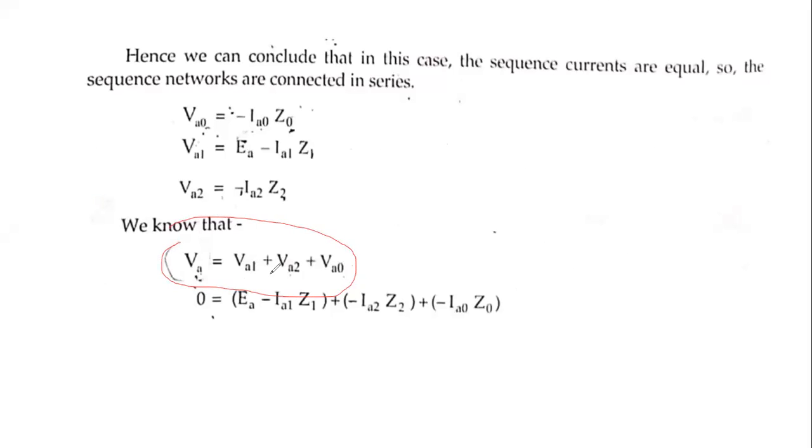Okay, we substitute all these values, that is VA1. VA1 is equal to EA minus IA1 into Z1, plus VA2 is equal to minus IA2 Z2, plus VA0 is equal to minus IA0 into Z0. Therefore, the voltage across the A phase is equal to 0. Okay, therefore VA is equal to 0. Then we obtain the current formula.